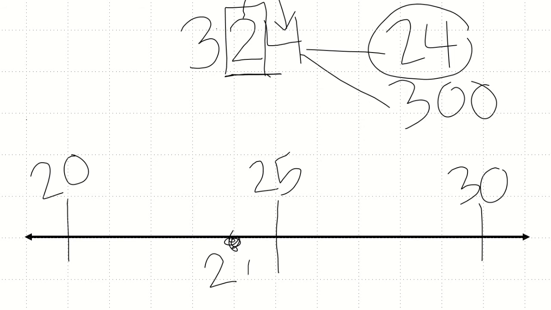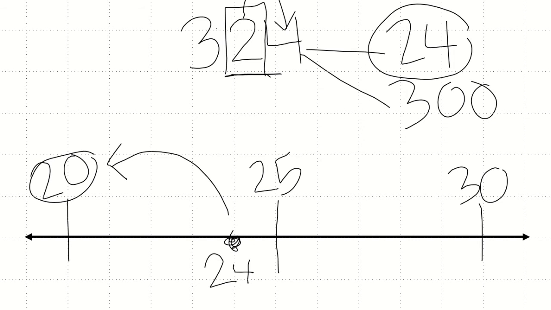If you remember, we said if it comes before that halfway point, so less than 5, we're going to round down. And you can see visually that the 24 is closer to this side than it is over here. There's a larger space. So I know I would be rounding 24 down to 20.